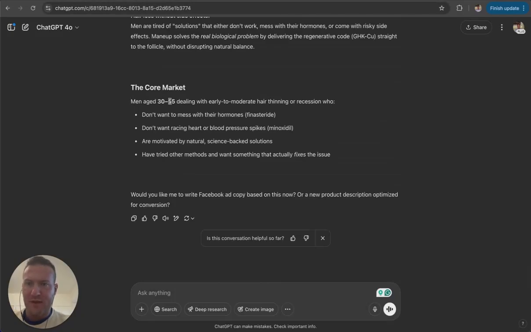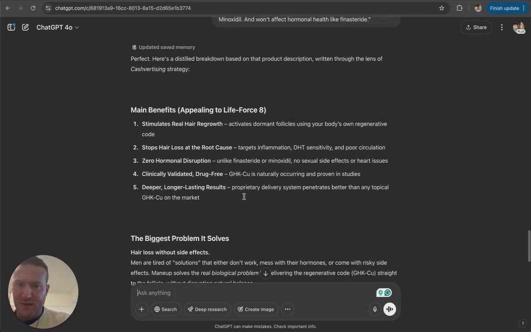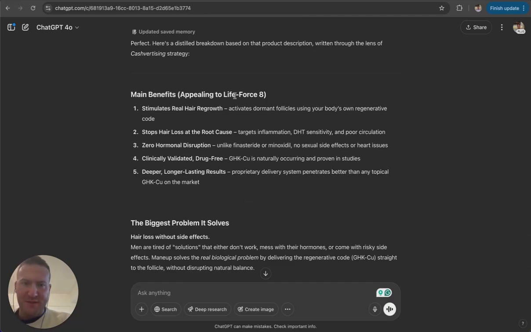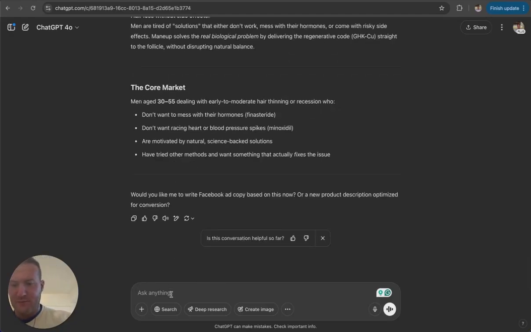Perfect. So this is who we're going to be targeting. Men aged 30 to 55. It's actually pretty good. What else does it say? Main benefits to the Life Force 8. This is directly from Cashvertising. It's going to stimulate real hair growth. It's going to stop hair loss at the root cause. It's going to have zero hormonal disruption, no sexual side effects or heart issues. Clinically validated, deeper and longer lasting results. Okay.